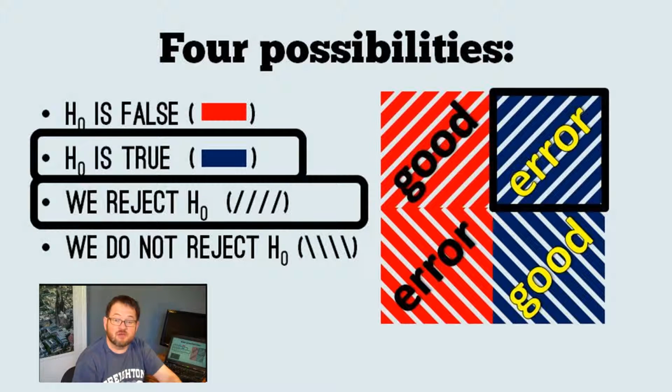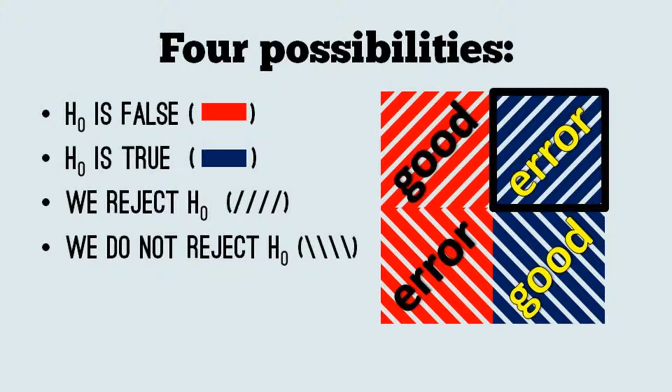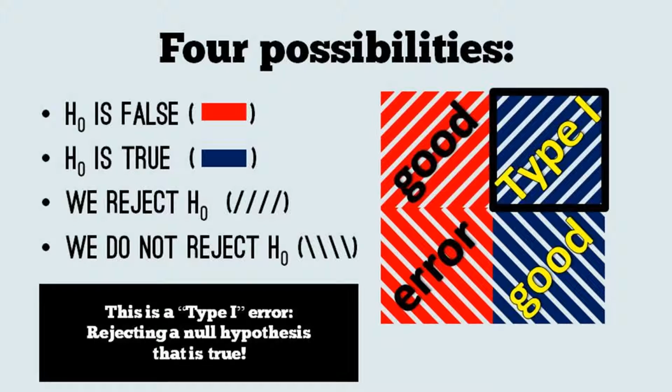There's 4 ways our experiment can go, but 2 of them are errors. Uh-oh, this is a major problem here. Alright, let's sort this out. There's 2 different types of errors. The one up here in the top right corner of the diagram is what I call a type 1 error. That is when you reject a null hypothesis that's actually true. You're claiming that there's a result here when there really isn't.